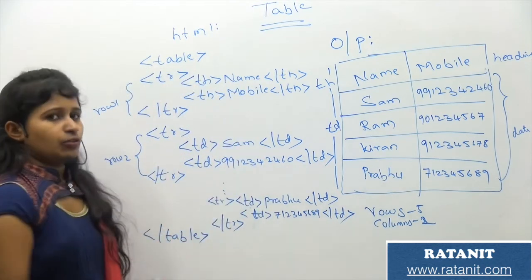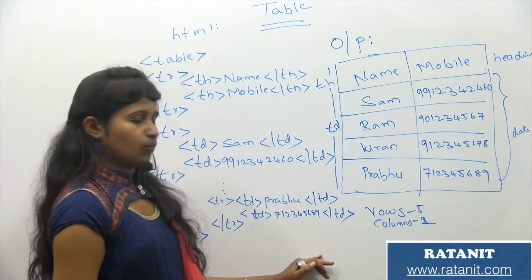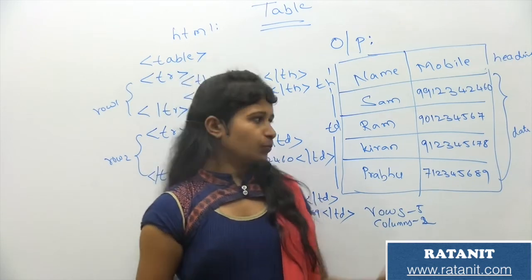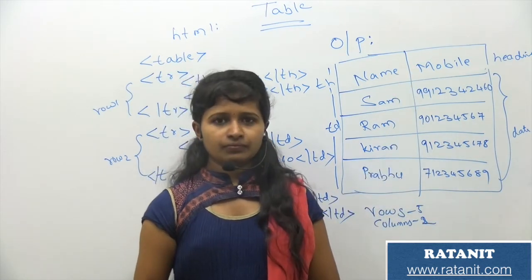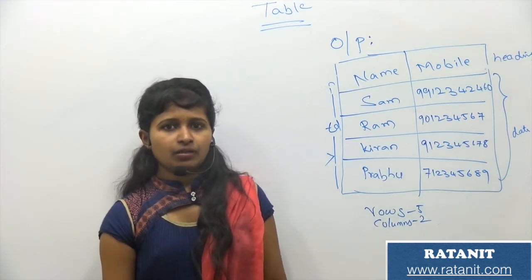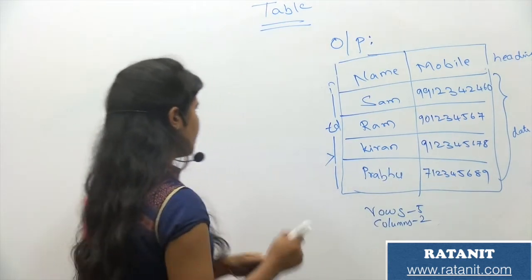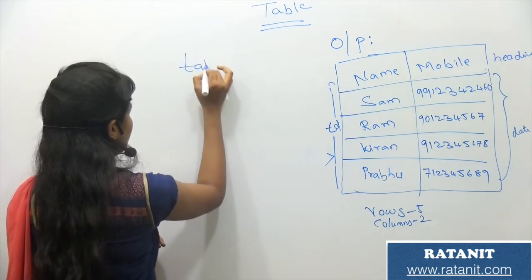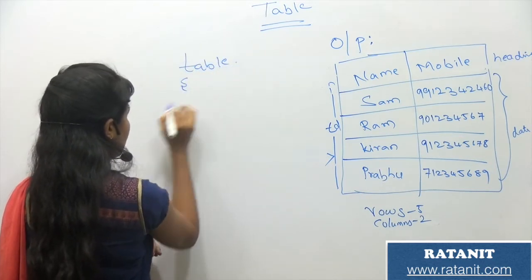This is the way we need to write the HTML code. Now we are going to see the output for this. Border by default will be there, but it is transparent. So I just want to give my border here. I need to give my border to the table.